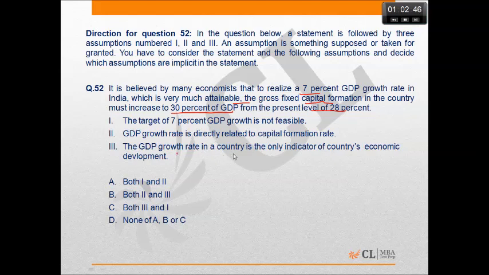GDP growth is the only indicator of a country's economic development. Statement C seems to be okay to me. Let me just go through it again. The target of 7% GDP growth is not feasible.